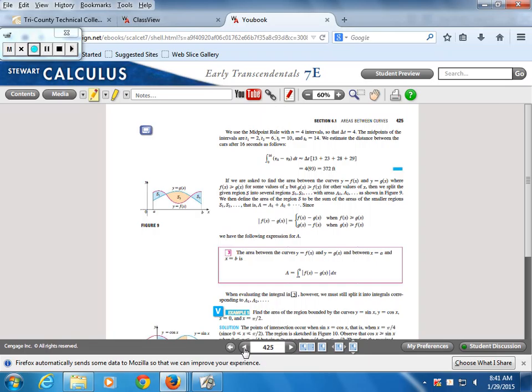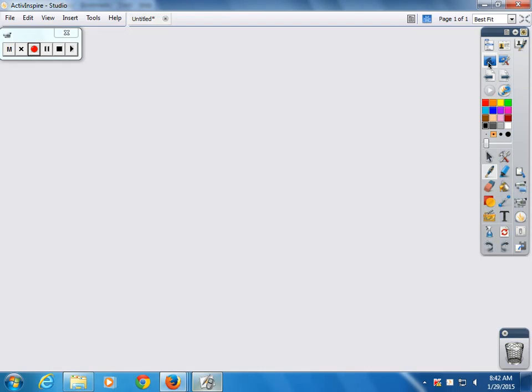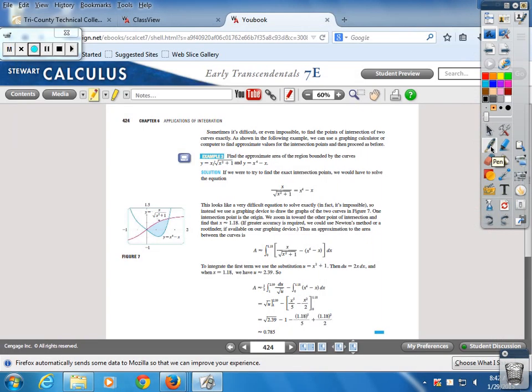All right, let's try another example. Let's try this one. y is equal to x over the square root of x plus 1, and y is equal to x to the 4th minus x. I'll write it on the board so you can see it.